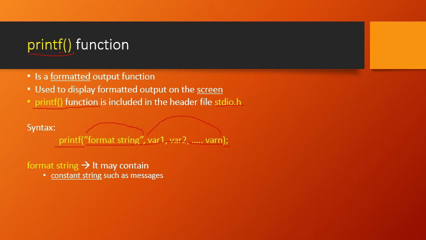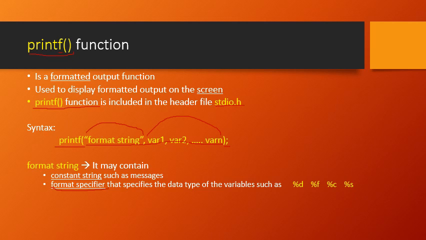Like, say, hello. Hello contains 5 different single characters clubbed together to make a word. That is what we call a string. So constant string means the string whose value will not change. So the format string, within this particular double quote, may contain certain messages like a welcome, or the values of A and B, some messages which we want to print onto the screen or the monitor.